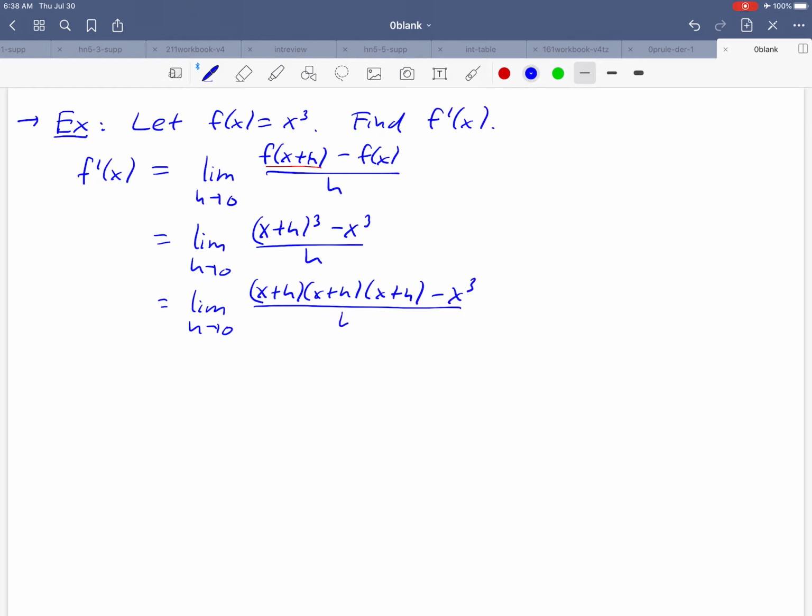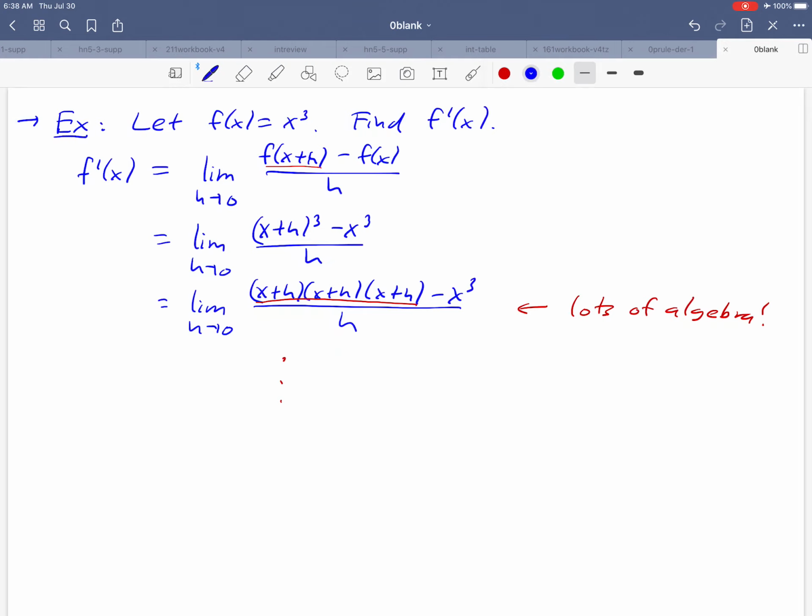If we wanted to continue with this calculation, we would have quite a bit of algebra to do. Take a look at this. Taking x plus h times itself 3 times, that's something that we could do, but it would take a lot of algebra. So the point here is, could we find an easier, more efficient way of doing this instead of having to continue with this calculation? That's the goal of this section.